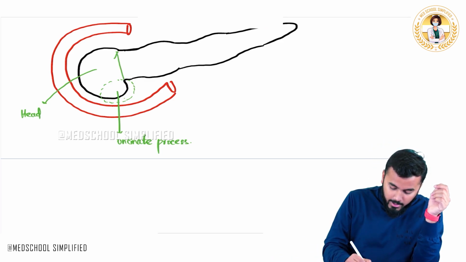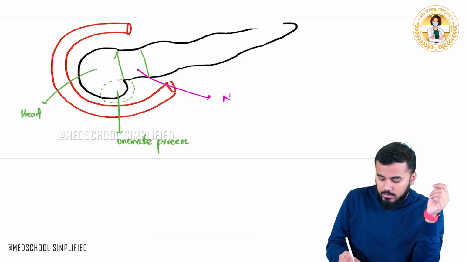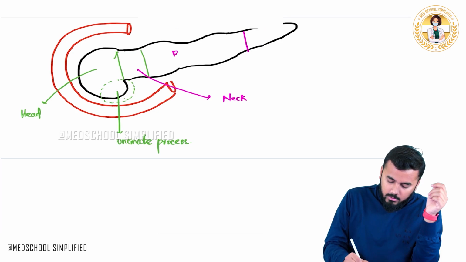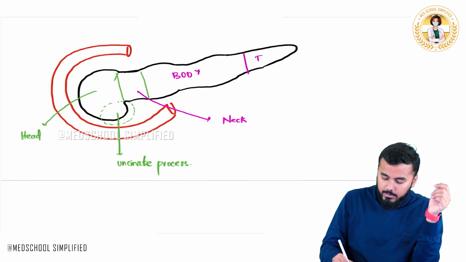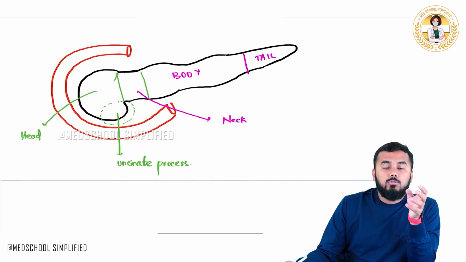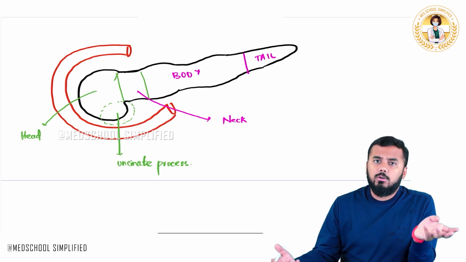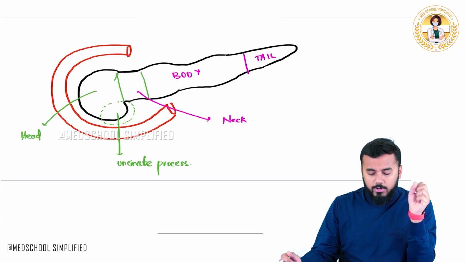Next, this part you call the neck of the pancreas. So this is called the neck of the pancreas, and all the way till here you call this the body of the pancreas, and finally this is called the tail of the pancreas, right? The tail of the pancreas has most of the endocrine hormones, right? I mean, the tail of the pancreas releases endocrine hormones, you know it. So these are the important things.